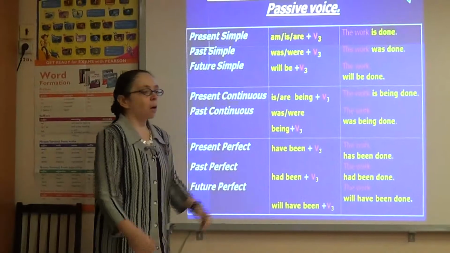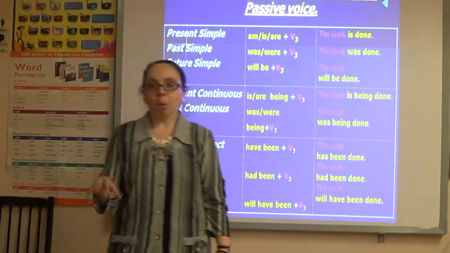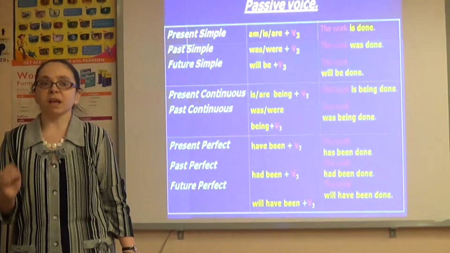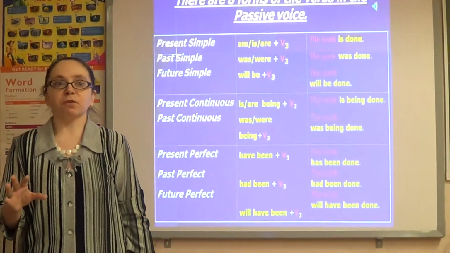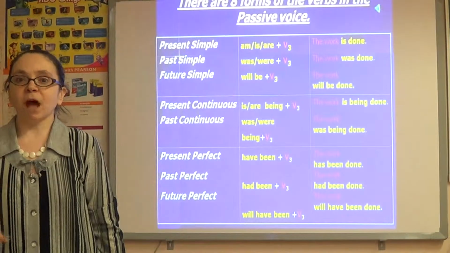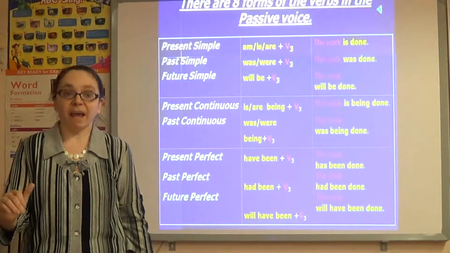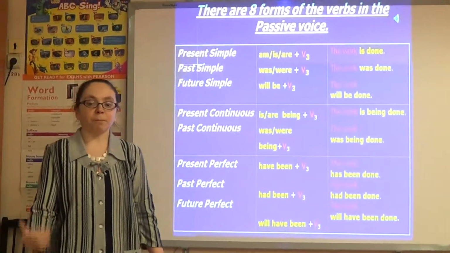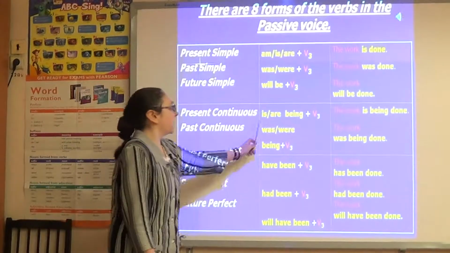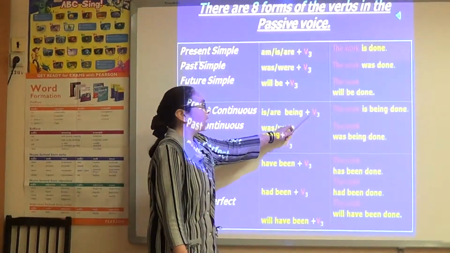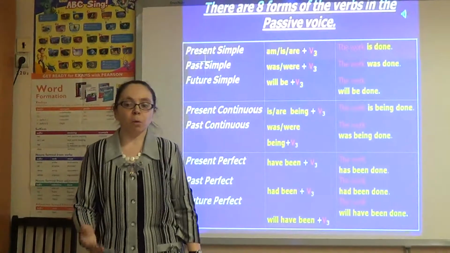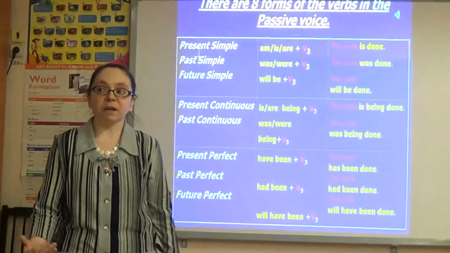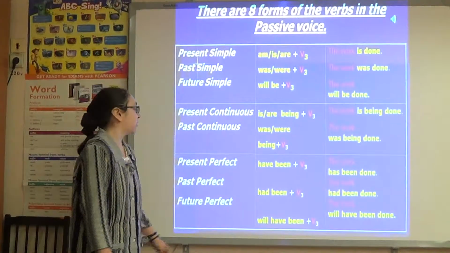Present continuous or present progressive. We form the present continuous with is and are plus the -ing form. We put the verb to be in this tense and we have is and are being. So to form present continuous passive we use is and are being plus the past participle. The work is being done right now. Somebody is doing this work at this moment.